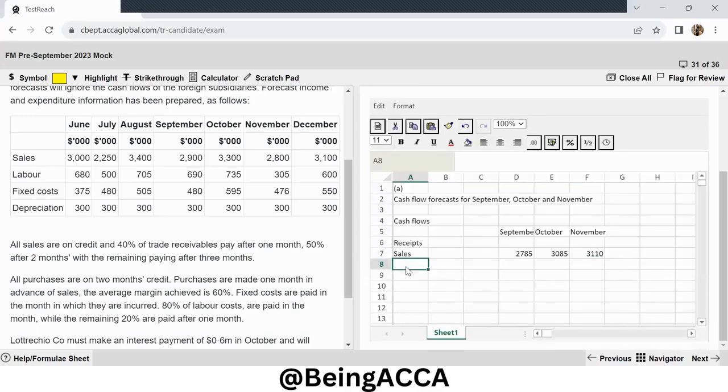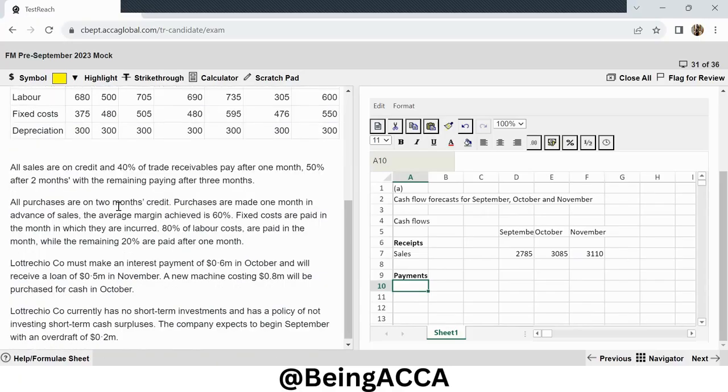Now let's look at the payment side of our cash flow forecast. So we can also bold these to highlight that these are the receipts and these are the payments. Then for payments, first of all, let's talk about purchases. Purchases. All purchases are on 2 months credit. Purchases are made 1 month in advance of sales. Average margin achieved is 60%.